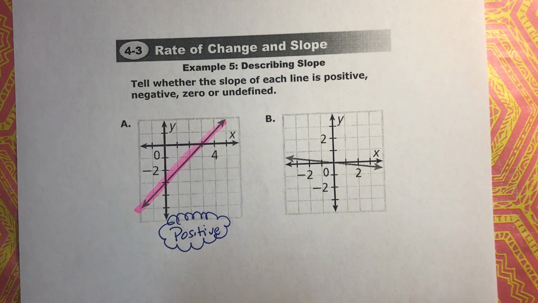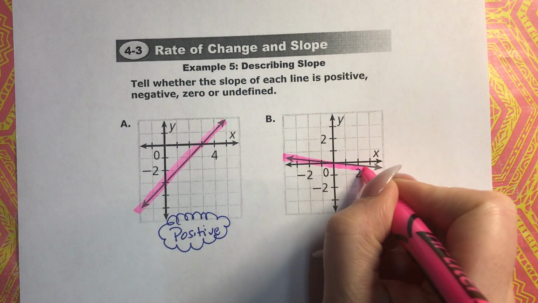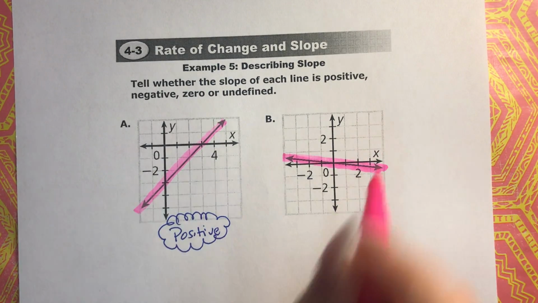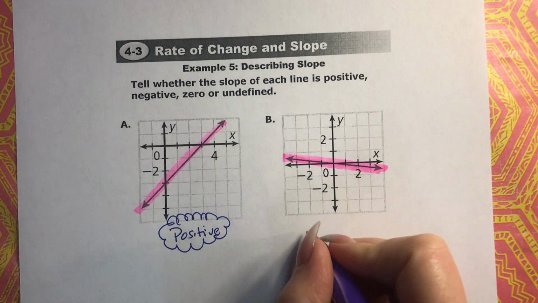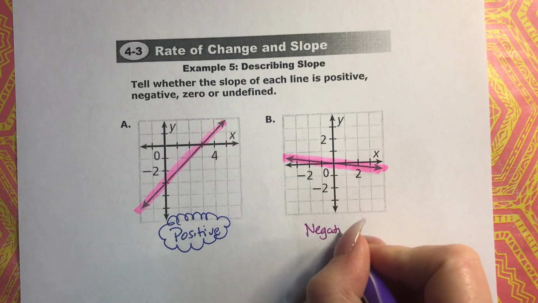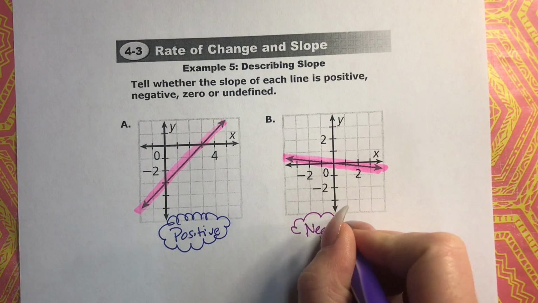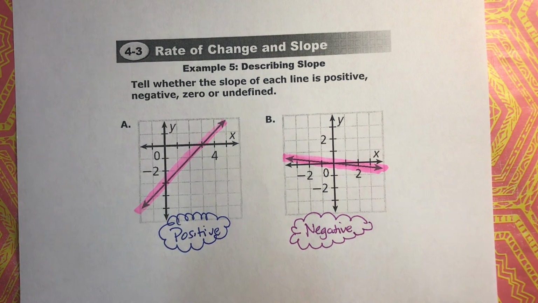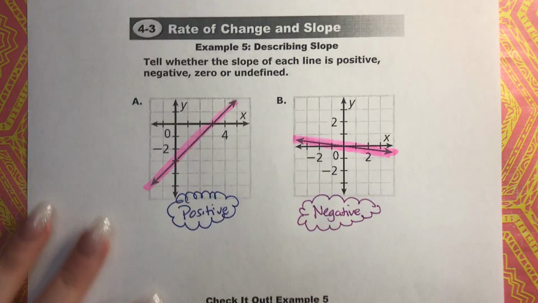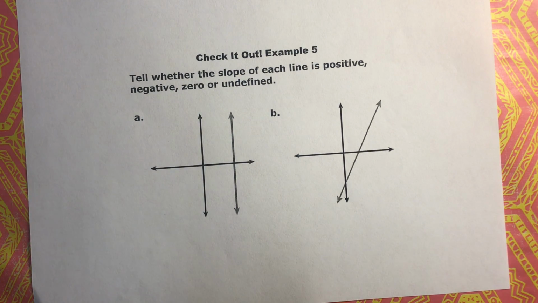I love these. Okay, what about this one? What is going on with this line? Is it positive, negative, 0, or undefined? If you're thinking negative, you would be correct. This is a negative slope. We don't need to find the slope. We just need to say whether it's positive, negative, 0, or undefined. I love these problems. Okay, now it's on to the check it out examples.